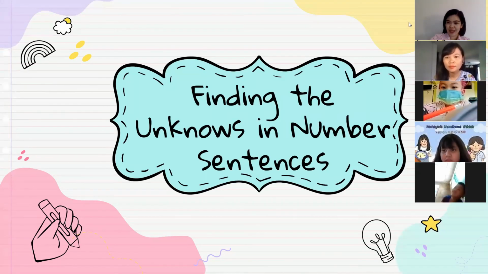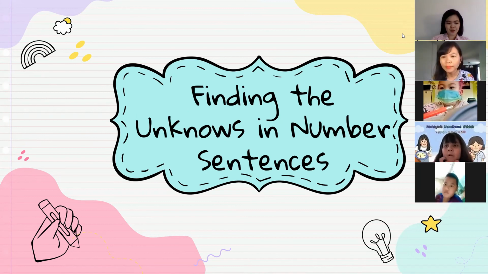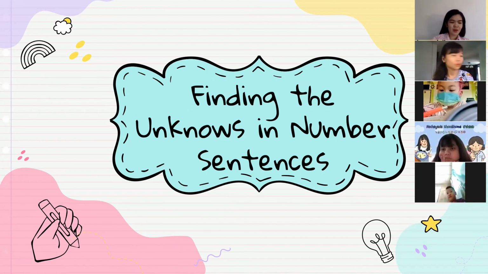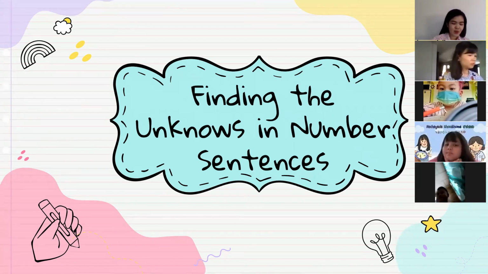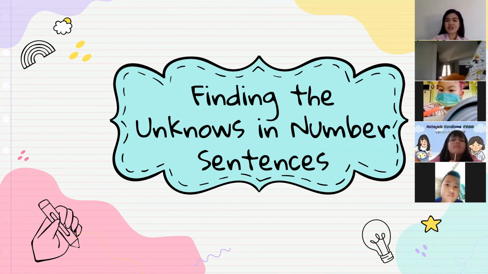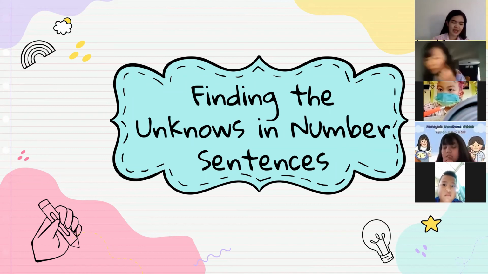For today's lesson, we're going to find the unknowns in the number sentence. We're going to look for the unknowns. So, what is unknown? Unknown means you don't know something, something that is not well known or that requires discovery. So you need to discover the unknowns in the number sentence, or you're going to look for it. Okay?